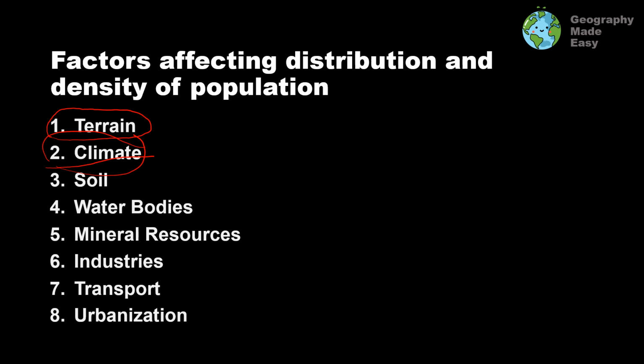We will not see people living in Antarctica or Greenland because of the harsh climatic conditions, or in the middle of say the Gobi Desert because of, again, harsh climatic conditions. The third point here is soil, which is another important point, because here we have to associate soil with agriculture.